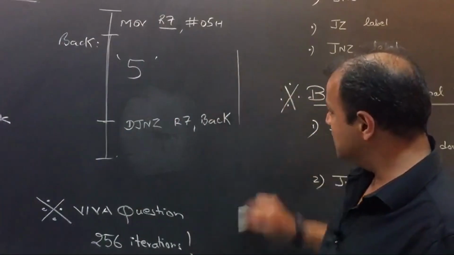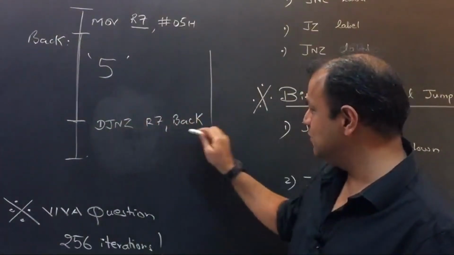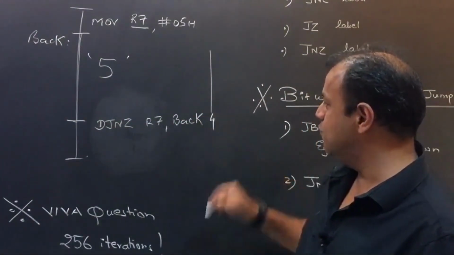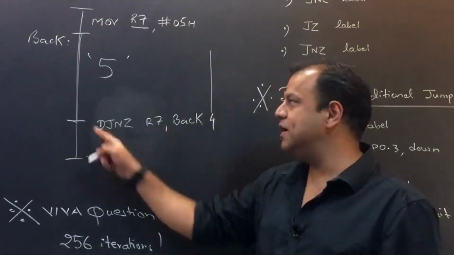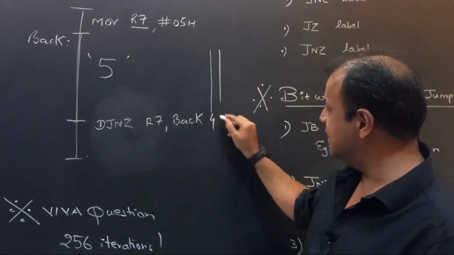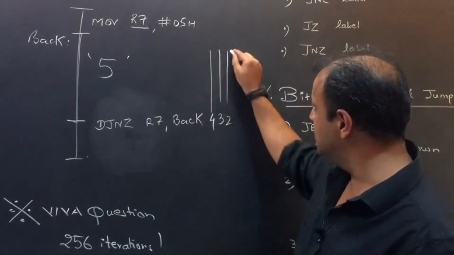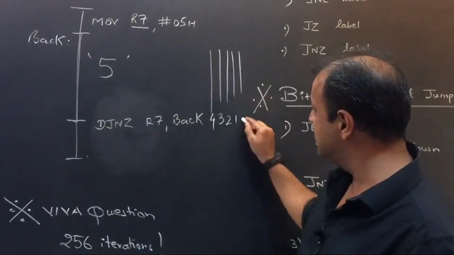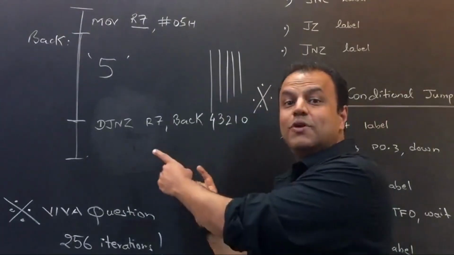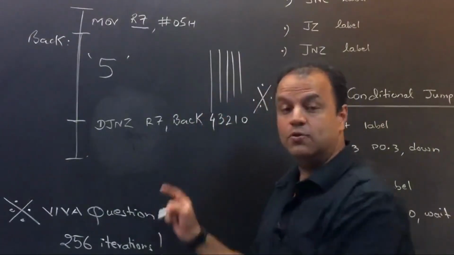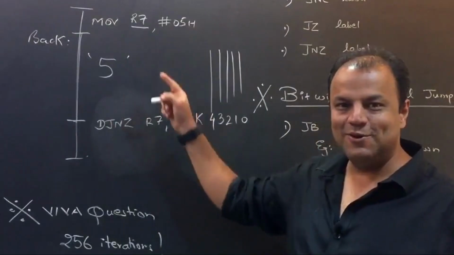Let's see. First iteration, R7 was 5. It will become 4. 4 is not 0. It will jump to back. Next iteration, 3, not 0, jump to back. Next iteration, 2, next iteration, 1, next iteration, 0. Now it has become 0. I said decrement and jump if not 0, but it has become 0. It will not jump to back.